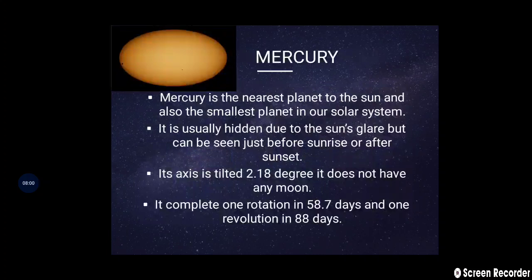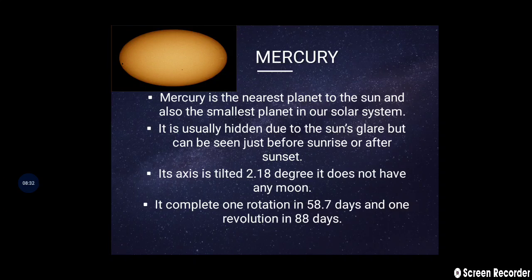Now, we'll talk about the different 8 planets, including a dwarf planet, earlier the 9th planet that we talked about in the previous slide. Now, first up in our list is Mercury. Mercury is the nearest planet to the Sun and the smallest planet in our solar system. It is usually hidden due to the sun's glare, but can be seen just before sunrise or sunset.